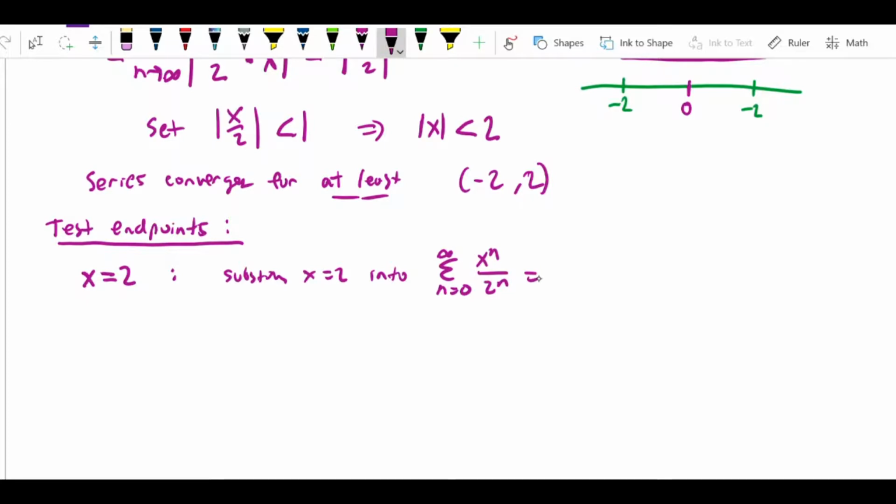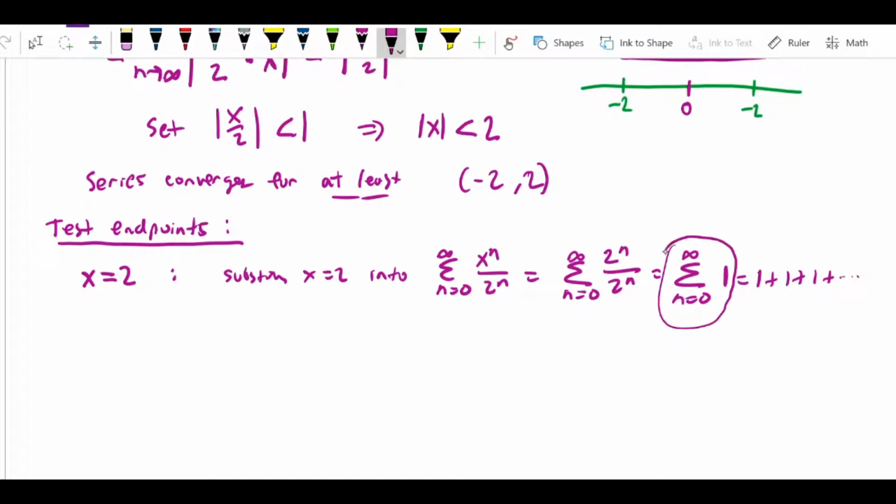what I get is the sum from n equals 0 to infinity of 2 to the n over 2 to the n. When I divide that, I just get the sum from n equals 0 to infinity of 1, which is just like 1 plus 1 plus 1 plus dot dot dot. You can easily see that this is going to come out to infinity, but let's do it formally. How do you prove that this series diverges?